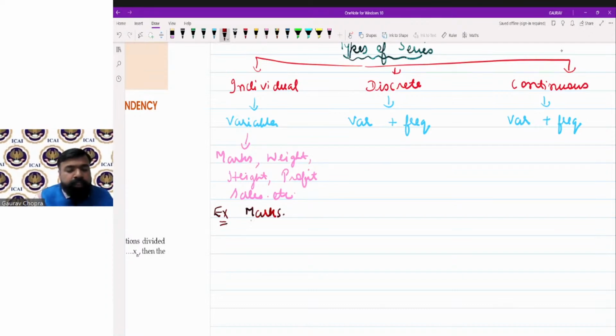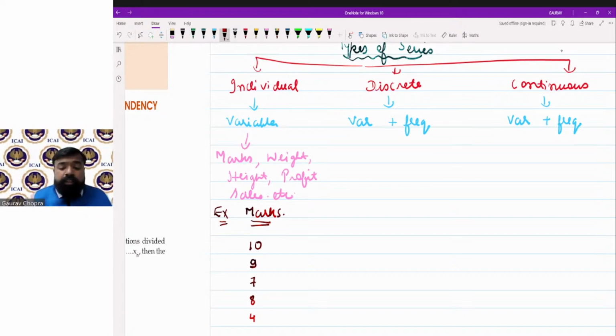Like marks of few students are given out of 10. Someone has scored 10 on 10, 9 on 10, 7 on 10, then 8 on 10, 4 on 10. So these are the marks of students. So in this series, only marks are given and nothing else. So such kind of series is known as individual series. Okay, this is individual series.